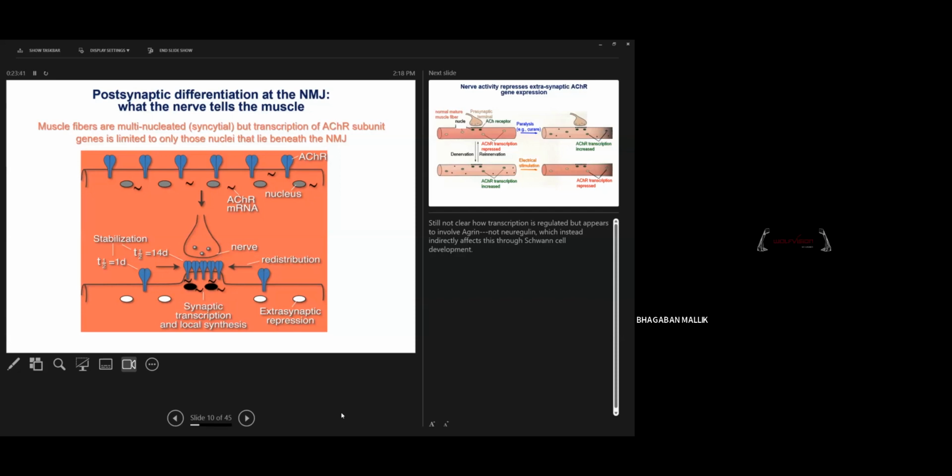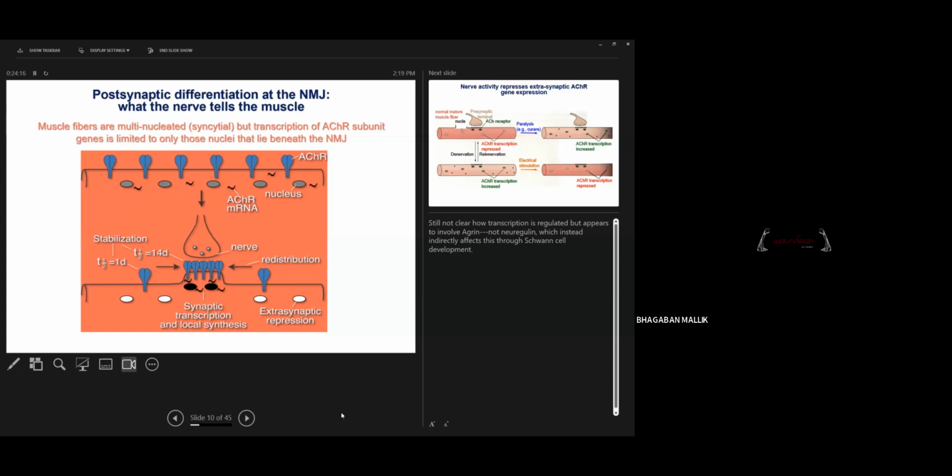So these are formed by local transcription and local synthesis of this receptor. The local synthesis of the receptor happens in this kind of situation. You have a presynaptic cell, and when it approaches the postsynaptic cell, you have a clustering of the receptor, and the receptor is only synthesized in the nucleus which is present below this junction. So you can see that synaptic transcription and translation happens in this junction.